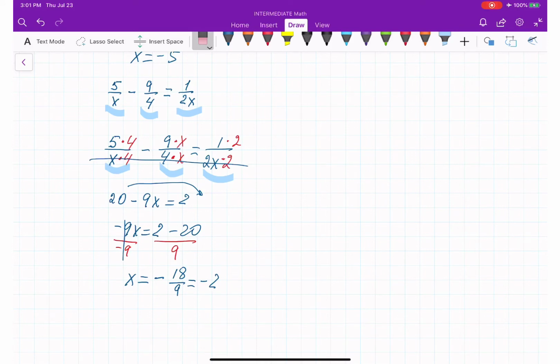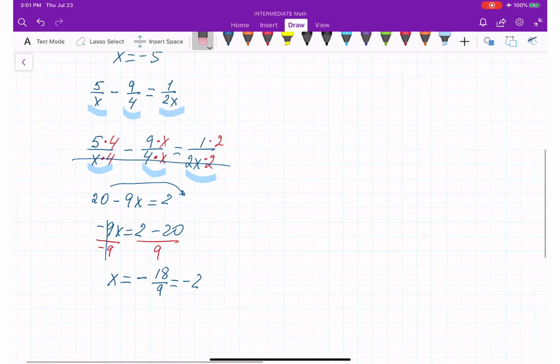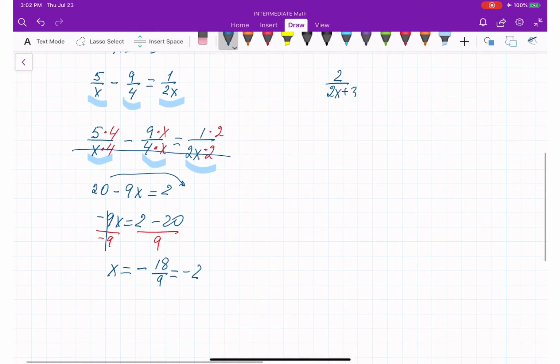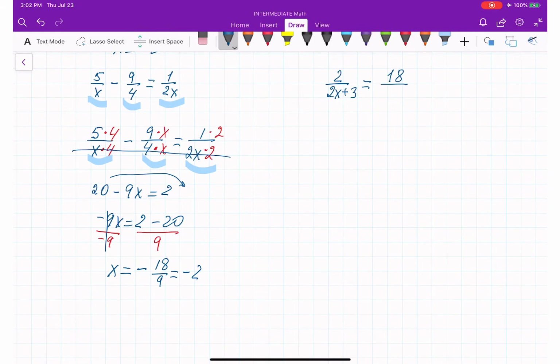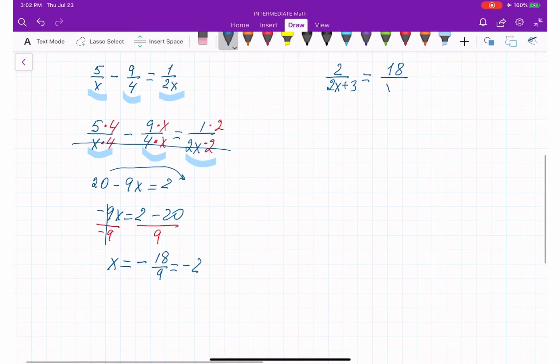Next problem we are going to solve. So this is going to be 2 over 2x plus 3 equal 18 over x minus 18. Okay, 18 over x minus 18.